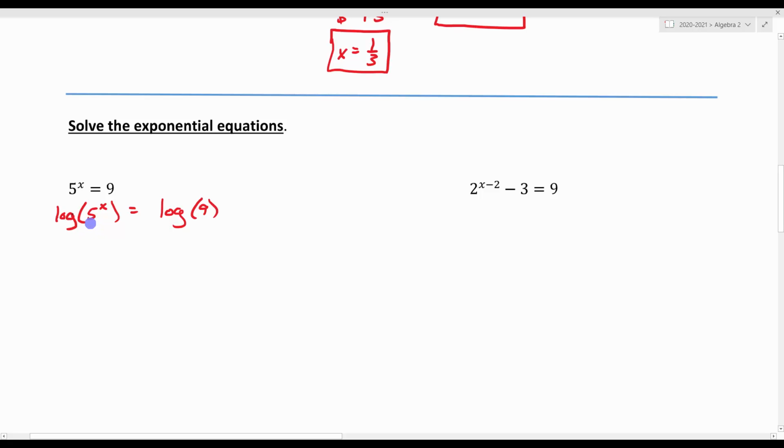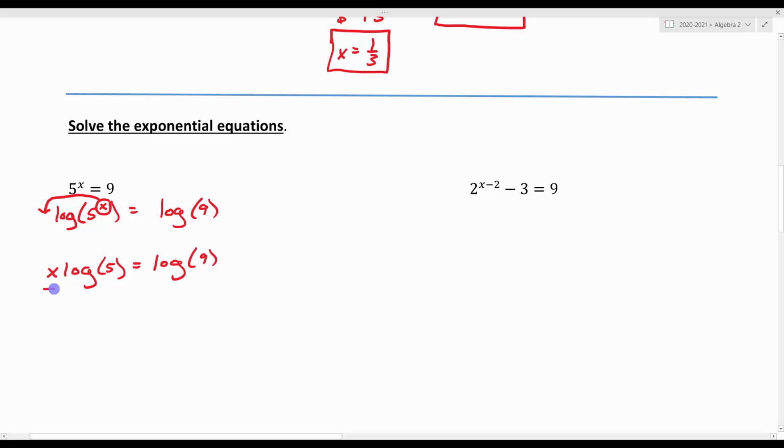All right, now the reason I threw it inside of these logarithms the way that I did is because now I can use the power property. Power property tells me that I can take any exponent inside of a log and put it out front of the logarithm. So I can write this as x times the log of 5. And it is still equal to the log of 9.